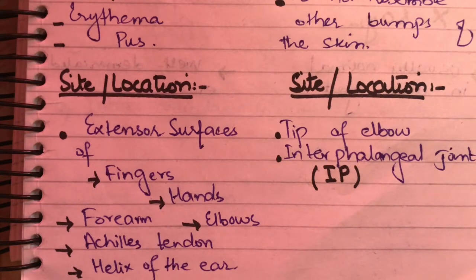So tophus is the main diagnostic character for chronic gout, whereas the rheumatoid nodule is the diagnostic character for rheumatoid arthritis. Today we are done with the differences between the tophus and the rheumatoid nodule.